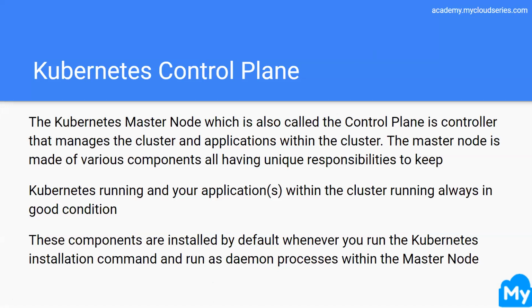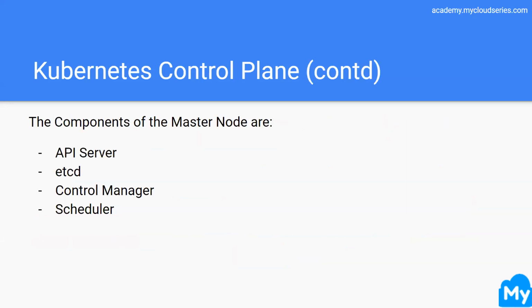So I was talking about the master node, which is also called the control plane, which is the controller and manages the cluster and applications within the cluster. The master node is made up of various components, all having unique responsibilities to keep Kubernetes up and running and your applications within the cluster running always in good condition. These components are installed by default whenever you run the Kubernetes installation command and run as a daemon process within the master node. Now, the Kubernetes control plane is made up of these four major components.